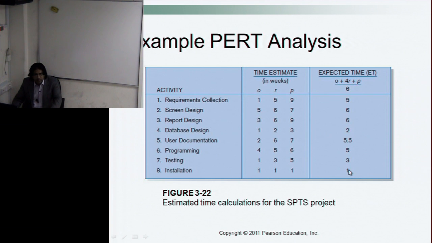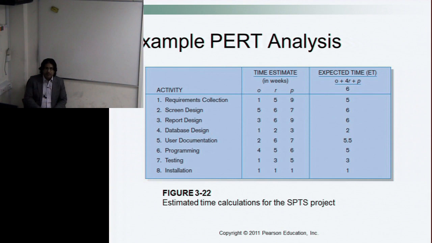Huh? Yes, in fact, since we are taking an average, so being optimistic, the shortest possible time, and being pessimistic, that is the highest possible time, when you take an average, that lies somewhere in between both of them. So this is the expected duration.